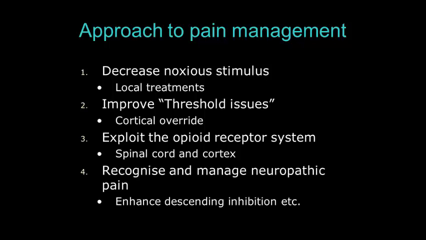And then you need to recognise and manage the really tricky kinds of pain, like neuropathic pain, which are unusual and slightly different. And you need to do this by enhancing descending inhibition, and I'll explain what that is in a moment. And the final thing is return and review the patient. Again, we covered this in second year, but it's important revision.